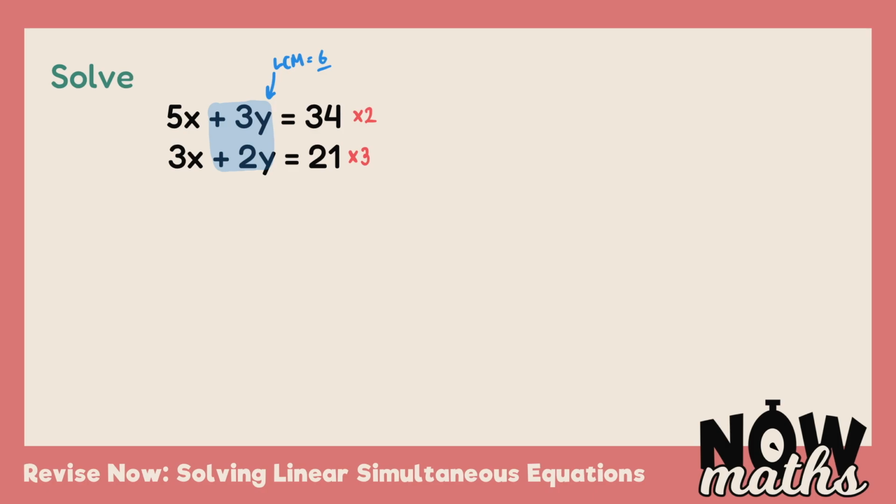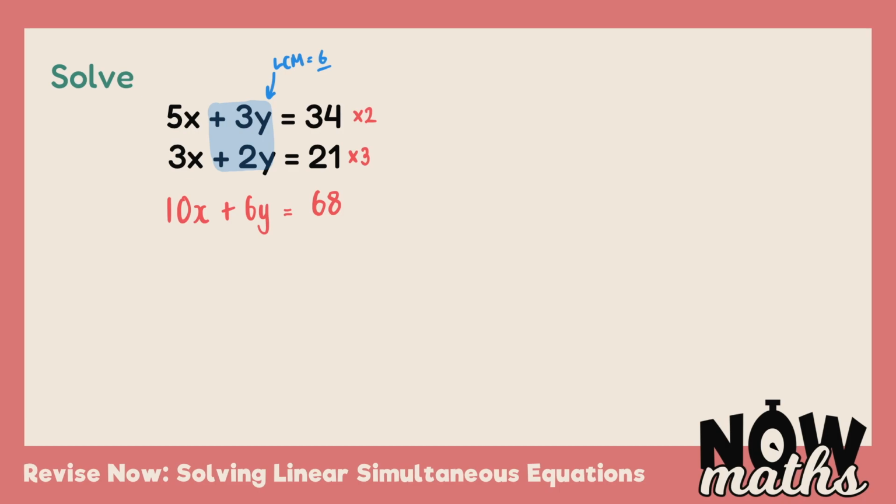So we're going to start off by multiplying our first equation by 2. So 5x multiplied by 2 is 10x. Then 3y multiplied by 2 is 6y. And 34 multiplied by 2 is 68.